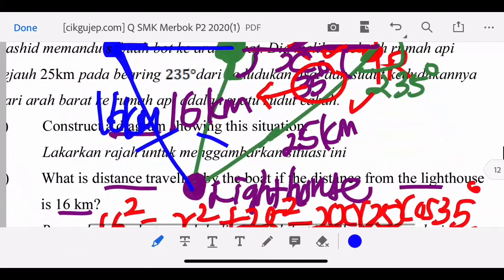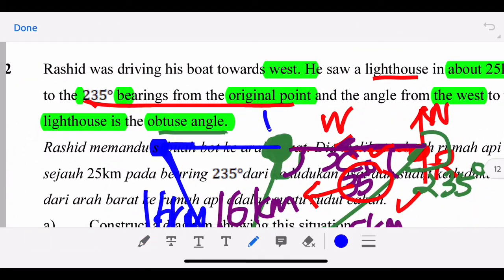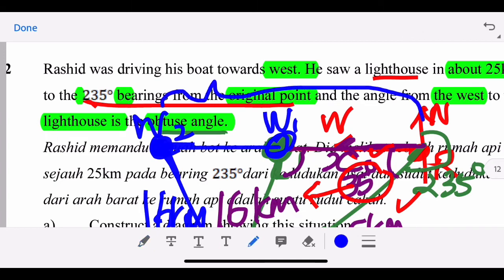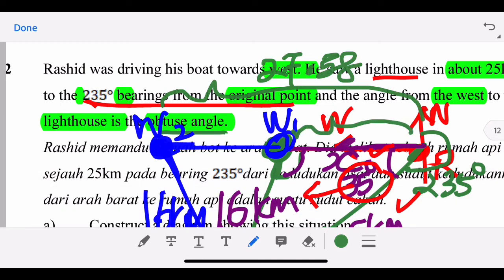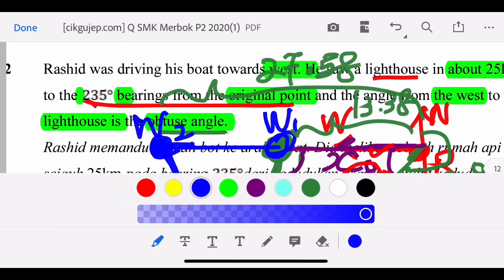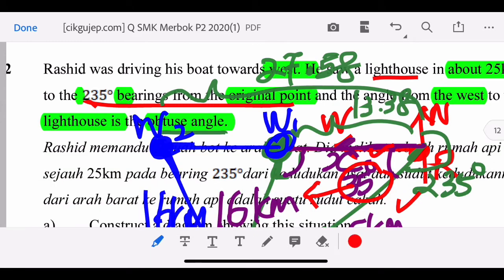Because there are 2 possible positions, which is west 1 and west 2. So there are 2 positions for Rashid. So for this one is longer. This is 27.58, and for this one, just now, the one which is shorter is actually just 13.38, right? So that means the question is asking you to find this one.